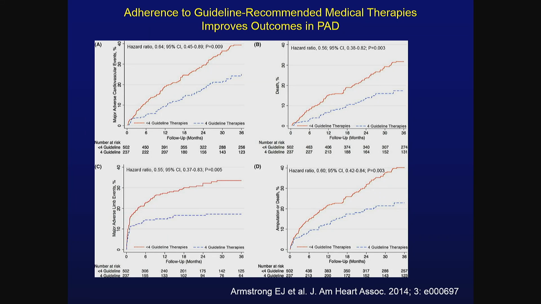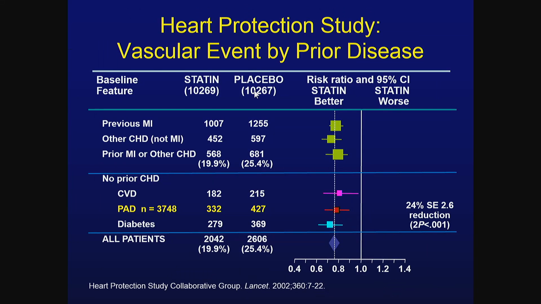2014. On the red curve, you have patients who are adherent to fewer than 4 guideline therapies, whereas in blue we have patients who are on 4 guideline therapies. Major adverse cardiovascular events are much lower and much less likely to occur when patients use the maximum guideline therapies. This is also true for major adverse limb events such as revascularization or amputation or death, as well as death from all causes.